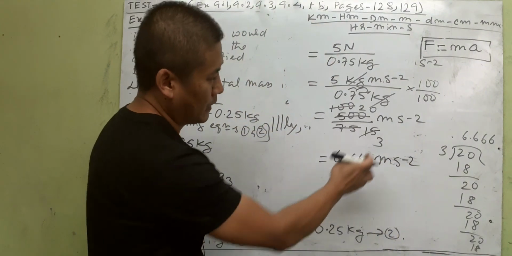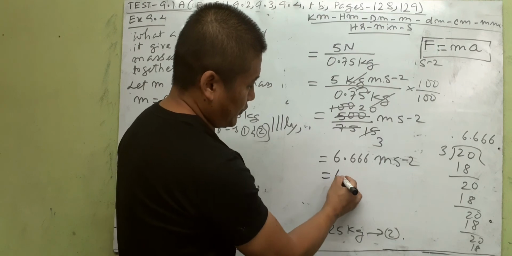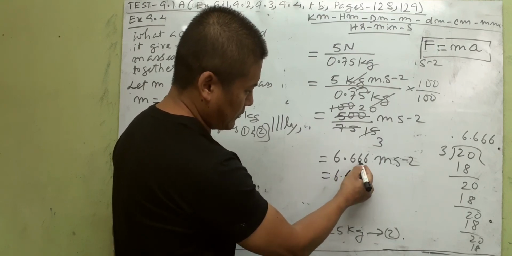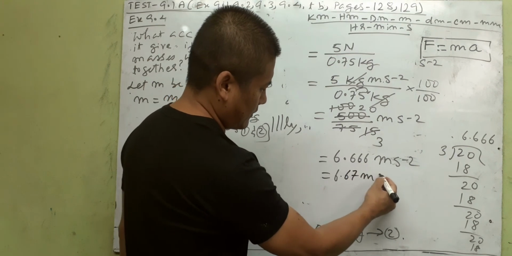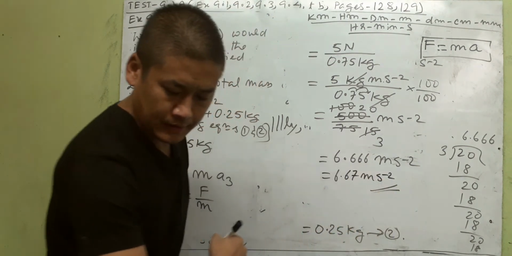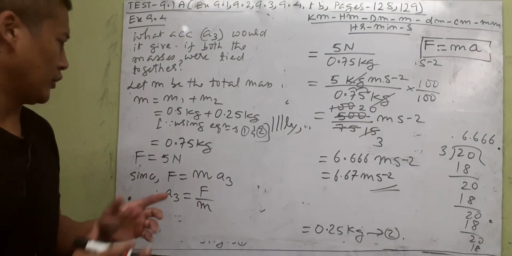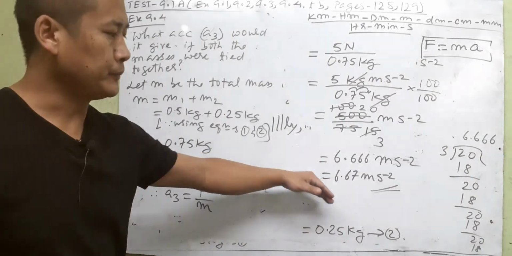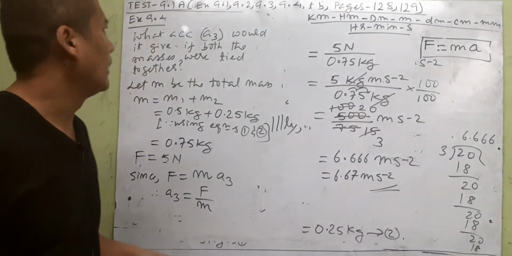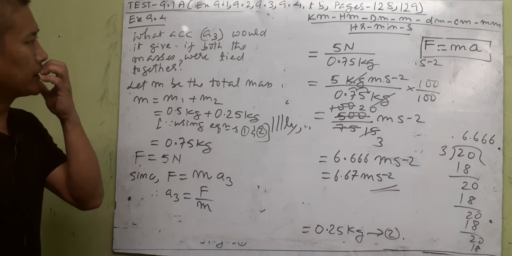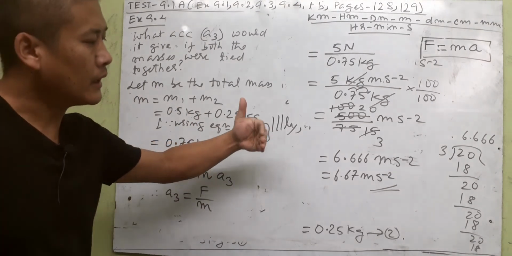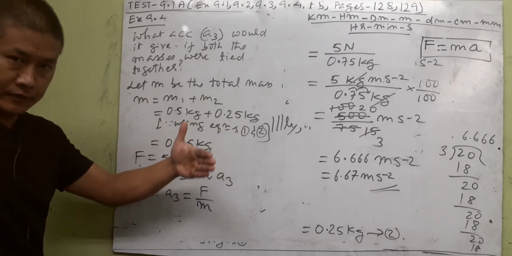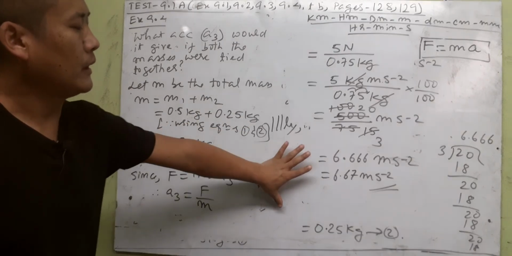So here, 6 point, and then the third place of decimal is 5 or more than 5, so the second place will increase by 1. So 6 plus 1. So the acceleration is this much. If the two are tied together and you apply the same force, 5 Newton, you will get this much acceleration. Positive acceleration means in the direction of motion, which means the velocity is increasing. Negative acceleration means velocity is decreasing. Okay, so this is the answer.